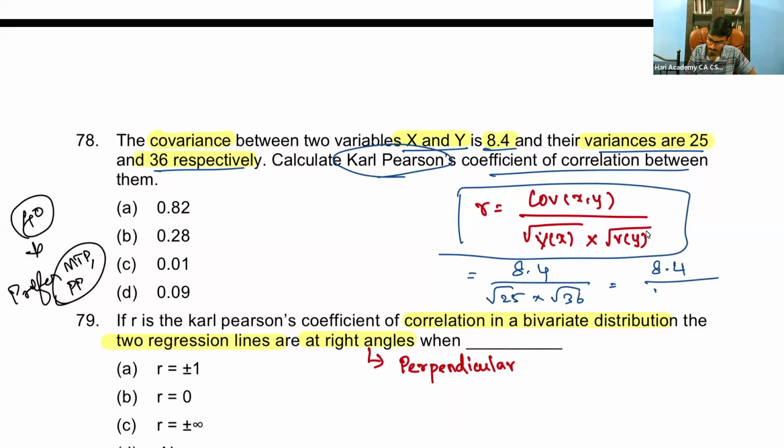Root 25 value is 5. Root 36 value is 6. So 8.4 divided by 30. We will use the calculator. 8.4 divided by 30 is nothing but 0.28. Option B is your answer.